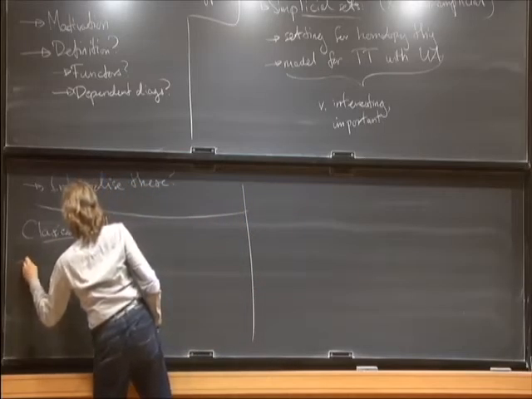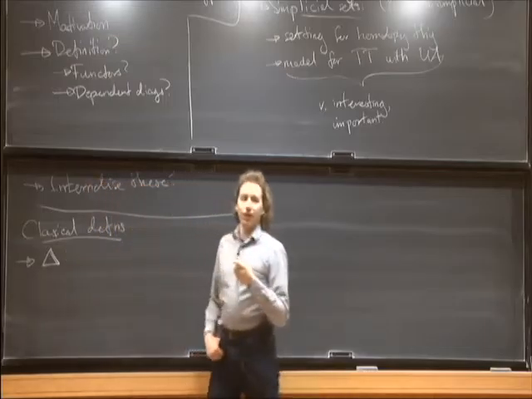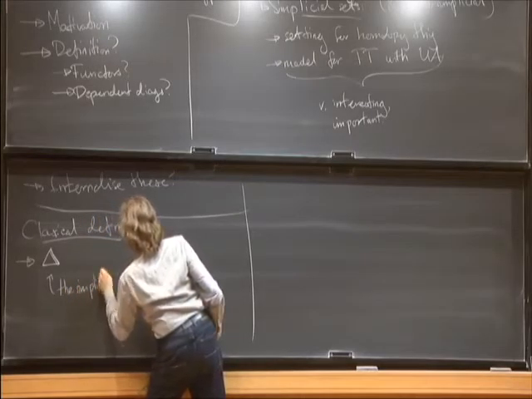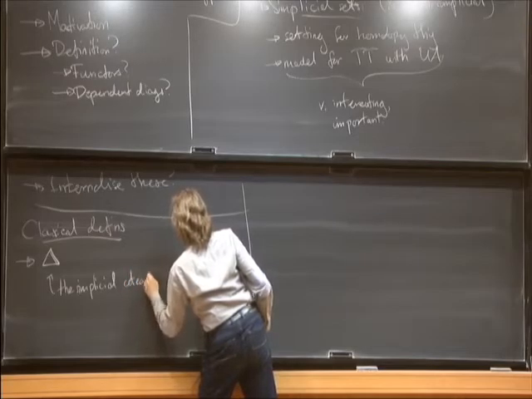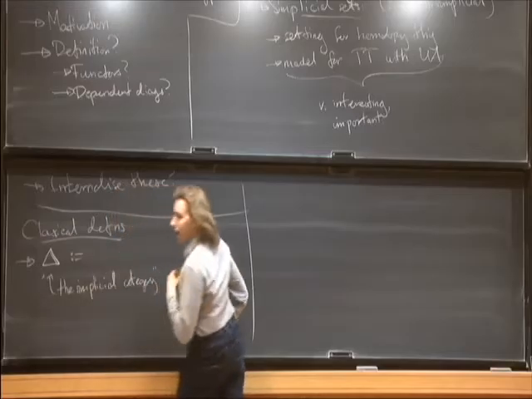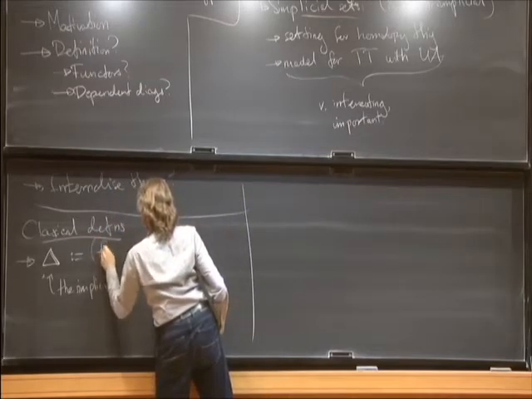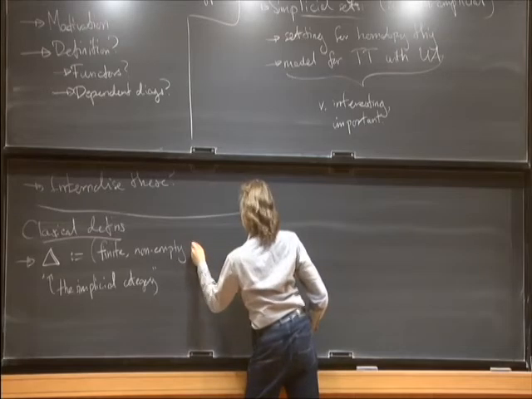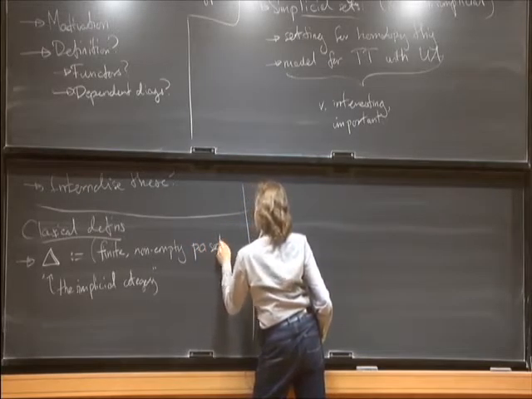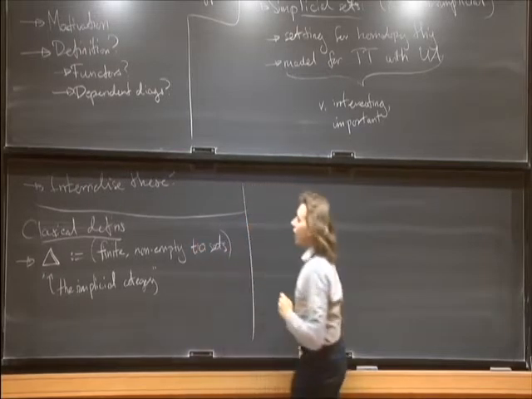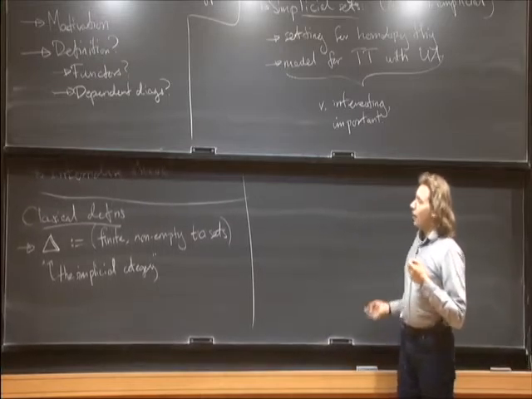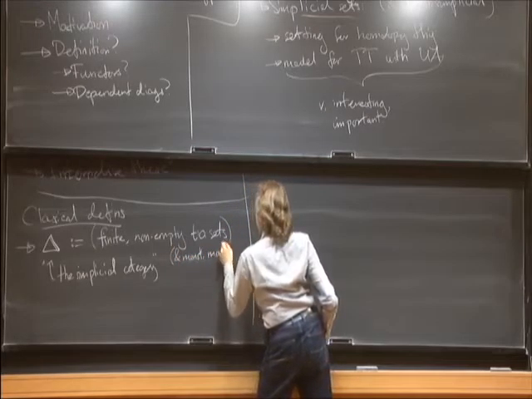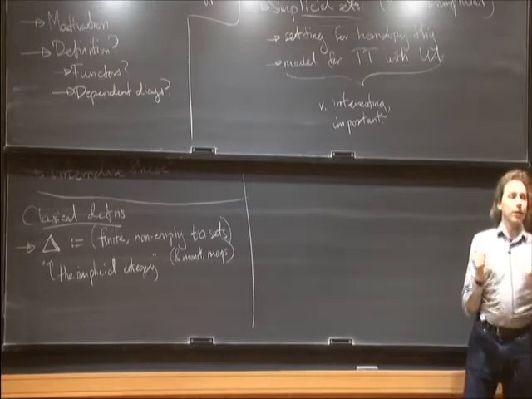So you define bold-faced delta, the simplicial category, as the category of finite non-empty, sorry, not partially ordered, totally ordered sets, and of course the monotone maps between them. So that's a straightforward enough category to say what it is.